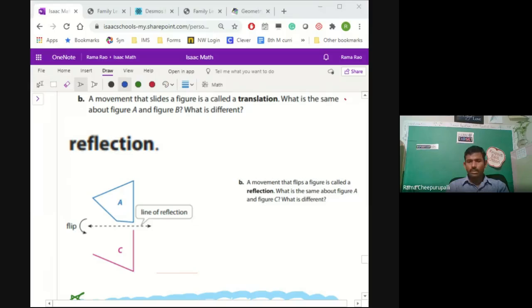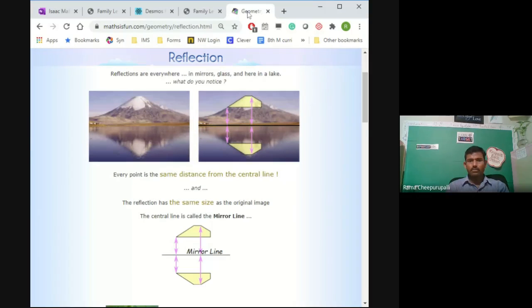So reflection means it's just a flip, and you can see the same picture, but it flips over. Don't write anything, just listen, so that it makes more sense to you. Now, eyes on the screen, everybody. I'm going to show you some examples. When you listen carefully, it makes more sense to you. It sticks in your brain more. Alrighty, eyes on the screen.